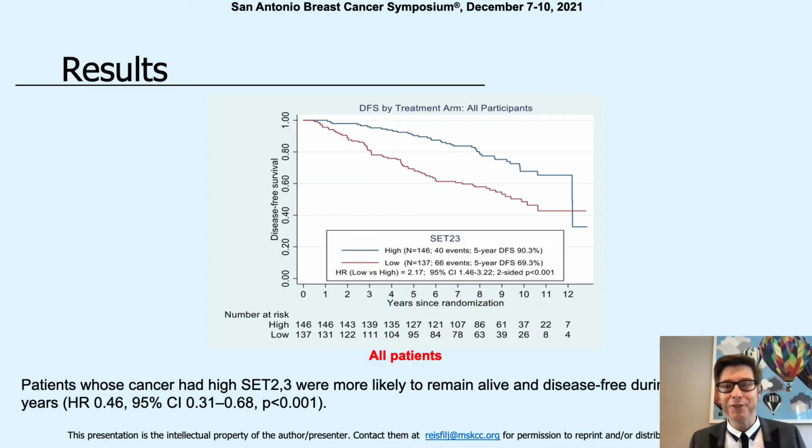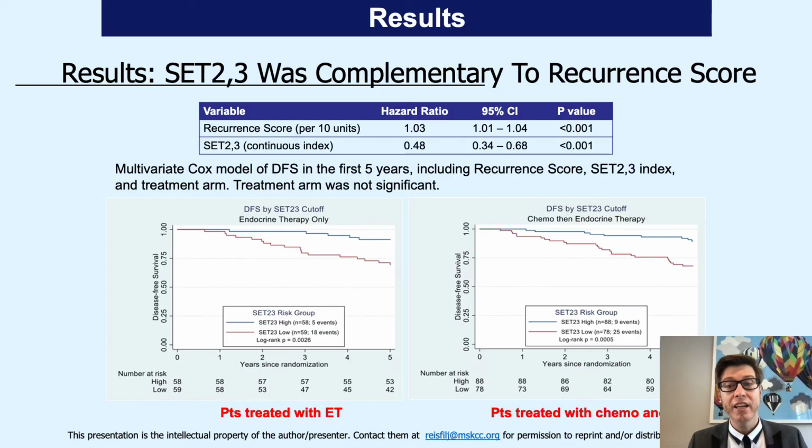So the results were as expected, that patients with a high SET2/3 index had a much better outcome than patients who had a SET2/3 index that was low. And this was in the entire population of this SWOG trial. And also when patients were stratified according to the therapeutic arm. On the left, patients who received endocrine therapy alone. On the right, chemo followed by endocrine therapy.